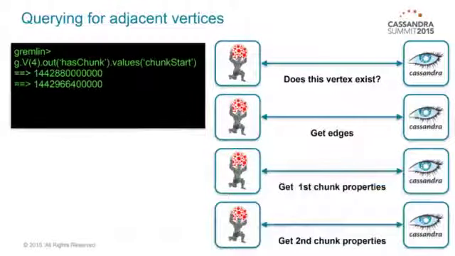So what if we add in an outbound query? We're going to go out has chunk. This is like that first query. Here I've collapsed each round trip into just one line, but we say, does this vertex exist? It gets the edges, then it gets the first chunk's properties, so that first vertex, and it gets the second chunk's properties, so that second vertex.